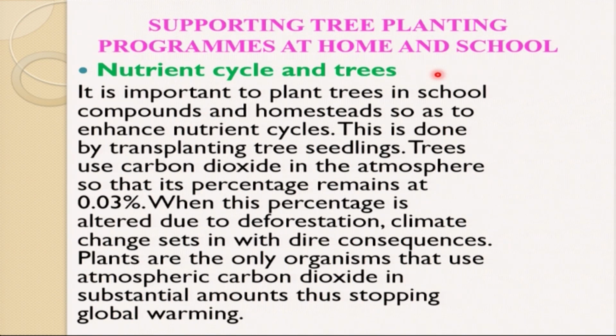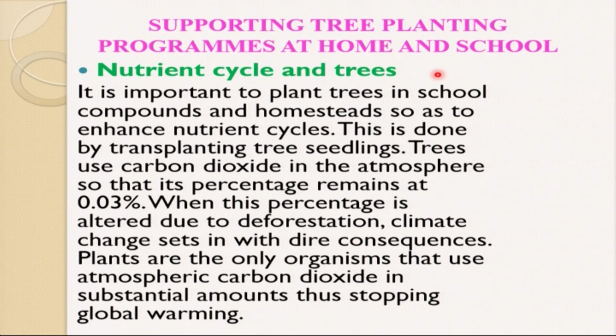So let's go on, we are ending the phosphorus cycle. We've talked about the processes of the phosphorus cycle. Let's talk now about the importance of supporting tree planting, because we have seen that plants keep nitrogen circulating into the atmosphere, and plants keep phosphorus circulating as well. Let's have supporting tree planting programs at home and school. Why do you have to have that program?